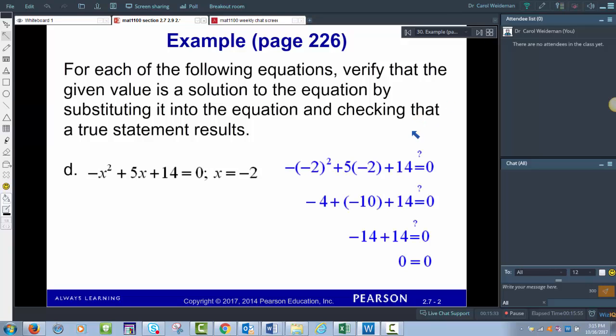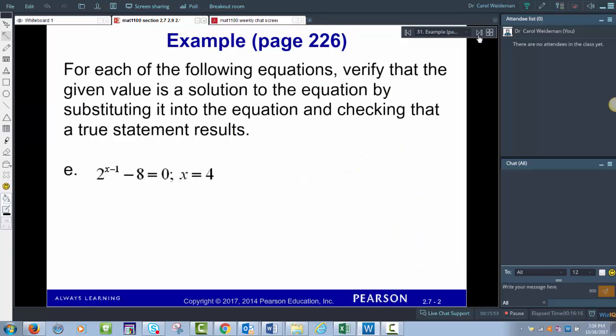And another one. We're going to let x equal negative 2. Negative 2 squared. Now remember, this is my base, and I'm going to square it. I'm going to get a 4, but the negative that's outside of the parentheses comes along. And then I've got 5 times negative 2 is negative 10. Negative 14 plus 14 equals 0. 0 equals 0, so that's a solution to that equation.